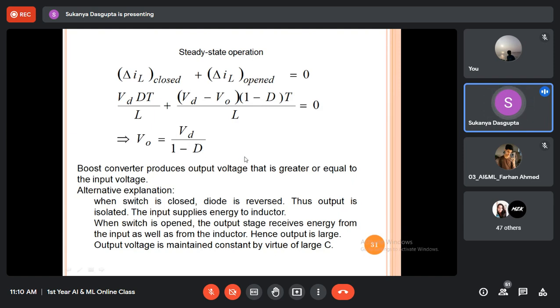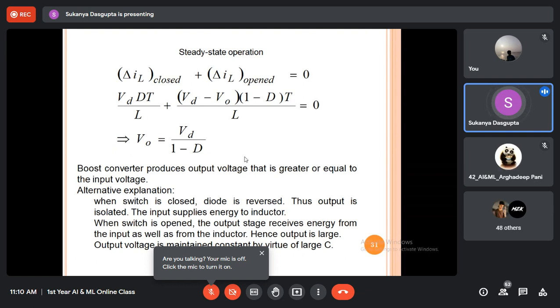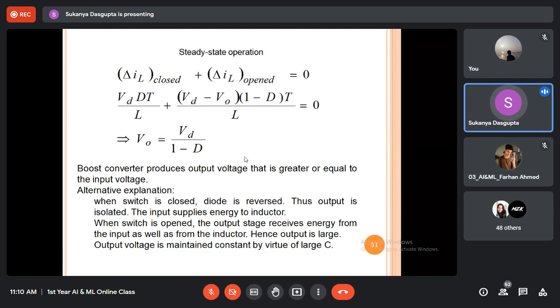Vd is the source voltage, V0 is the average DC output voltage for the boost chopper, and d is the duty ratio. Right? Now, if you consider 100 volts as the input voltage and 80% duty ratio, what will we get? 100 by 1 minus 0.8. The denominator is 0.2. 100 by 0.2, how much? 200. That means the boost converter produces an output voltage which is greater than the input voltage. Right? And the duty ratio value lies between 0 and 1. It cannot be higher than 1. Okay?